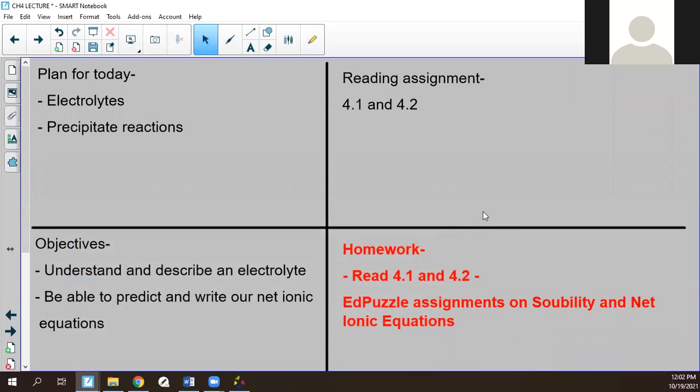Those are due by Friday. It's 12 minutes of your life. Now, it will really take you 20 because it will pause a few times and ask you questions. But it's not awful. Okay, the plan for today, we already did electrolytes, so it's really just precipitate reactions.